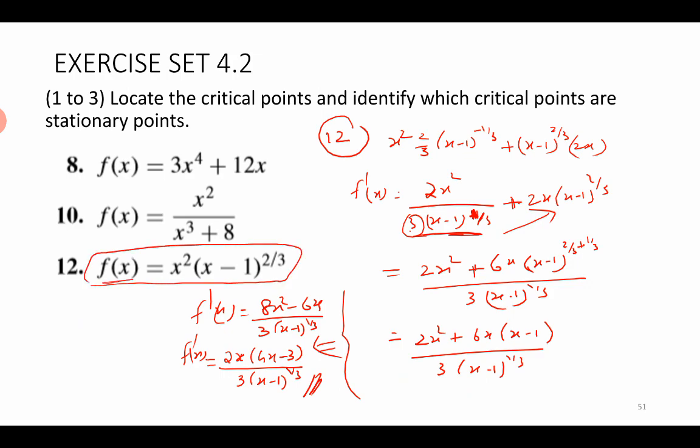The function is defined at x equal to 1. Even if you substitute x equal to 1 here, it will be just 0, not infinity. So the function is defined at x equal to 1, and we can consider the denominator also. The first derivative does not exist when x equal to 1. You see, when x is equal to 1, the first derivative will be infinity. So x equal to 1 is a critical point.